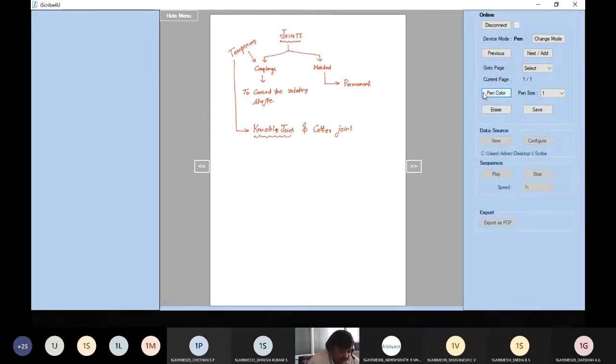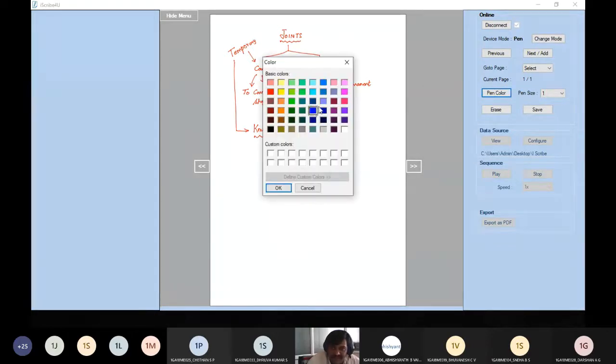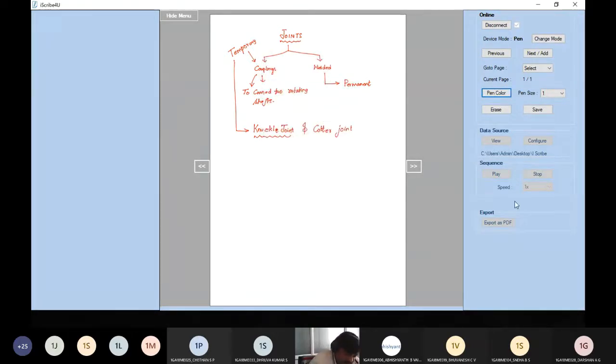Now here, couplings, I have already told you, are used to connect two rotating shafts. When I say rotating shafts, they transmit which force? They transmit torque.